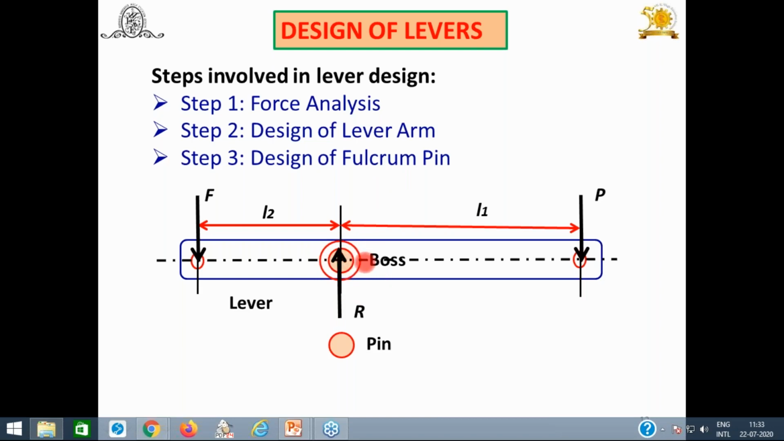Here, when we are using a pivot, at the pivot you will find the movement of the lever is possible, and because of that, to have movement at the fulcrum, a bush is used, either a rubber bush or a brass bush which is fitted, and inside it there is a pin. That's why design of this fulcrum pin is also important to have a proper lever design. So three steps we are going to use. One is the force analysis, second is the design of lever arm, and third is the design of fulcrum pin. Now let us look at this diagram.